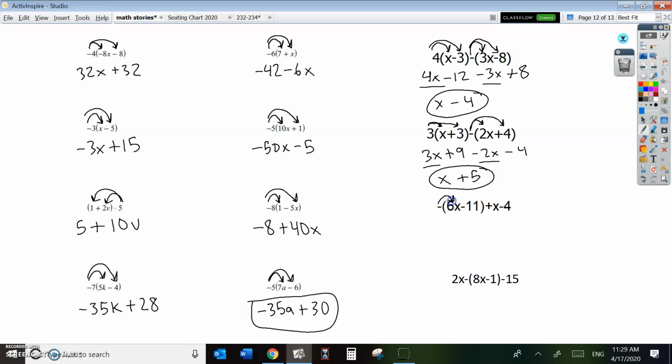Distribute the negative to the 6 and to the 11. Minus 6x plus 11 plus x minus 4. Combine like terms. Minus 5x plus 7. Distribute the negative to the 8x and to the minus 1. 2x minus 8x plus 1 minus 15. Combine like terms.